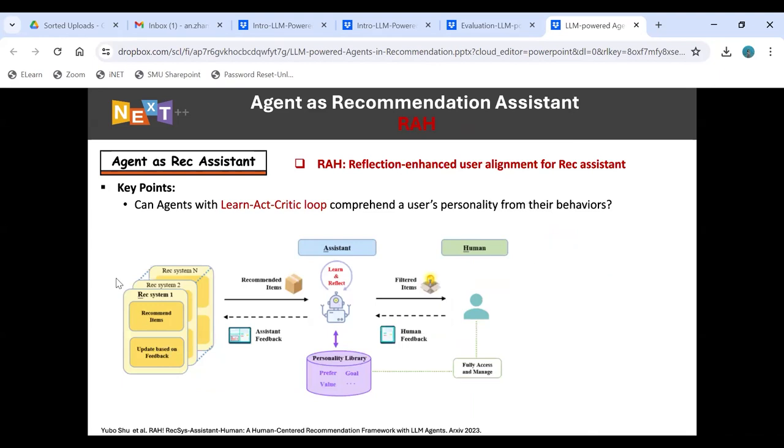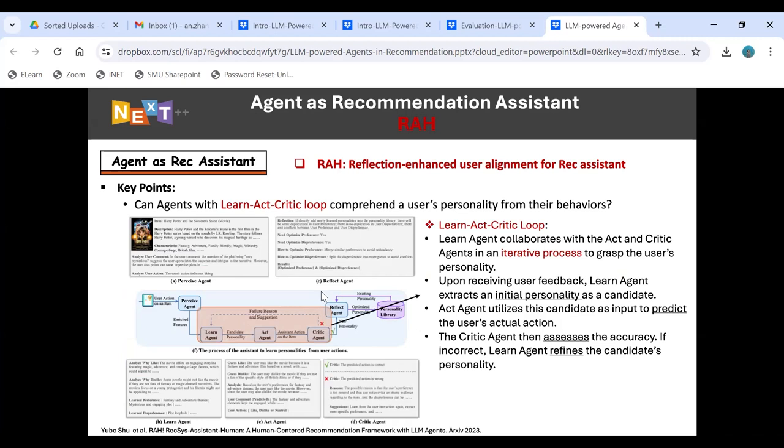The third research is RAH. It is a reflection-enhanced user alignment for recommendation assistant. RAH actually comprises three components: the traditional recommender systems, the intelligent assistant, and the human user. So unlike the traditional recommendations that are solely between systems and users, RAH introduced an assistant as a bridge. This workflow enables the assistants to learn from user feedback and to fine-tune the recommender system further. So basically, it has a learn, act, and critique loop. This loop is very similar to reflection.